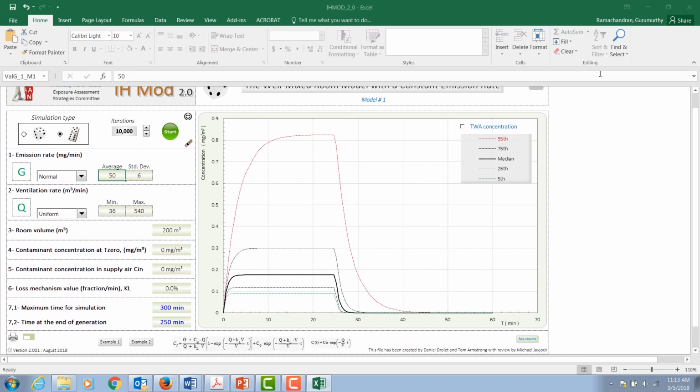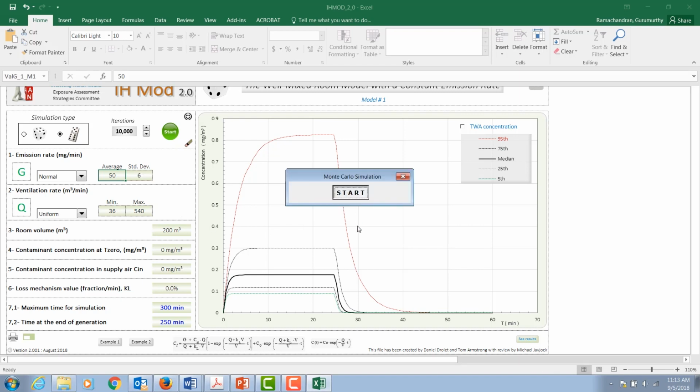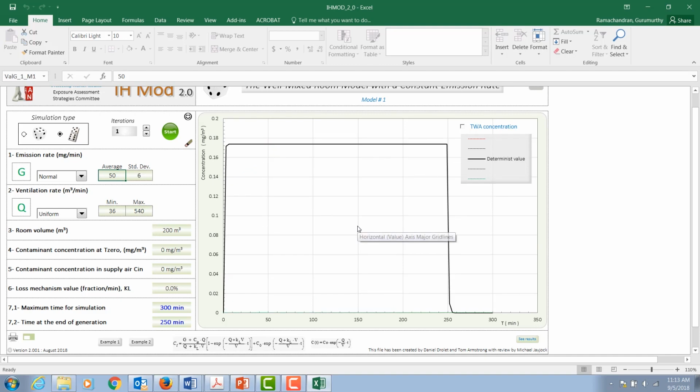And now I start my simulation, and then I click this button, and we see this form of a distribution where the contaminant concentration rises, and then it reaches a steady state all the way up to T equal to 250, and then it decreases.